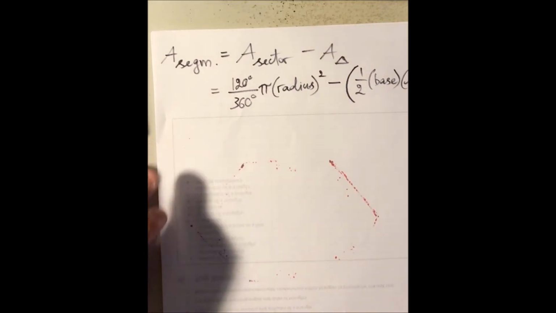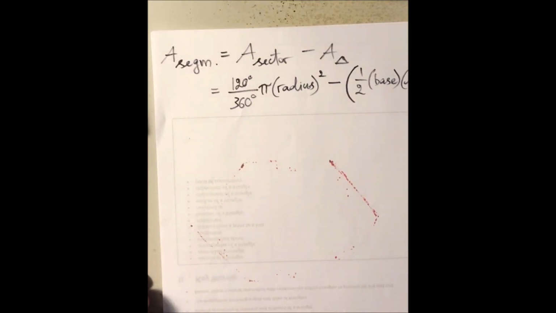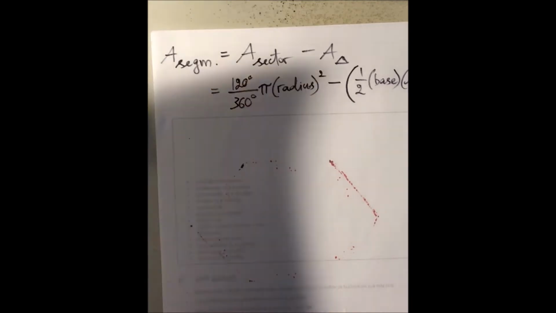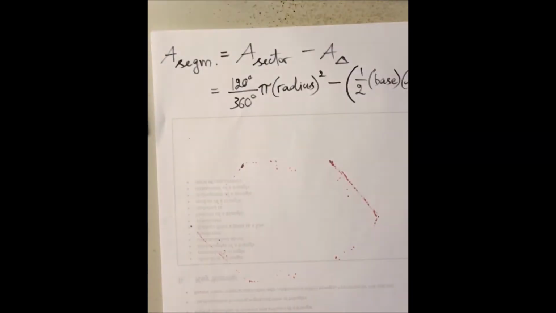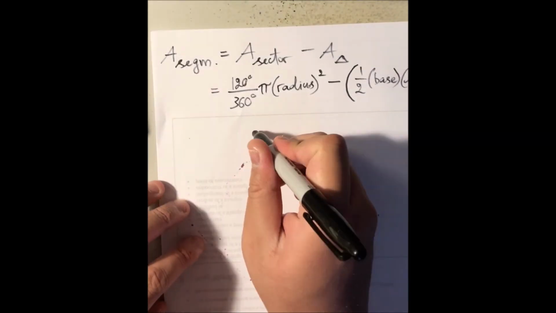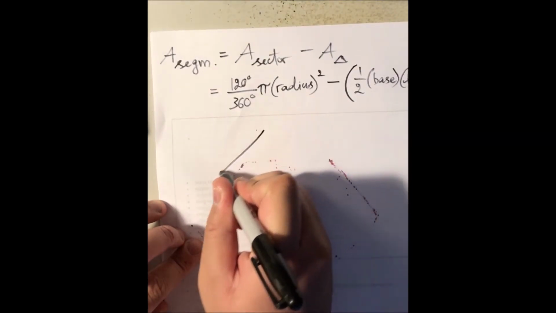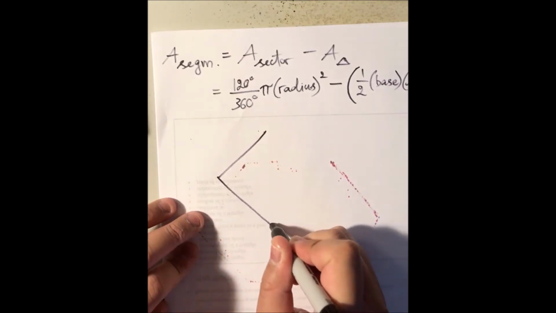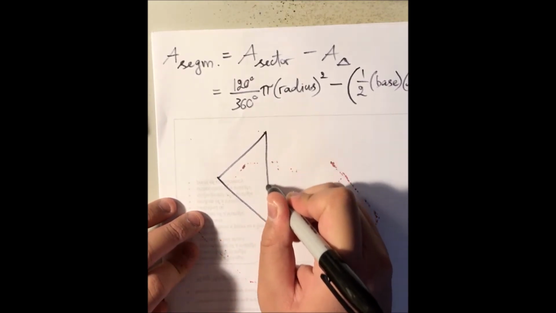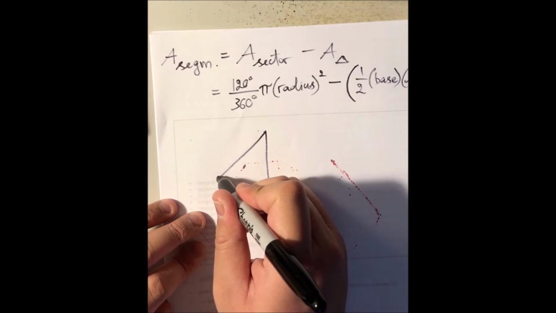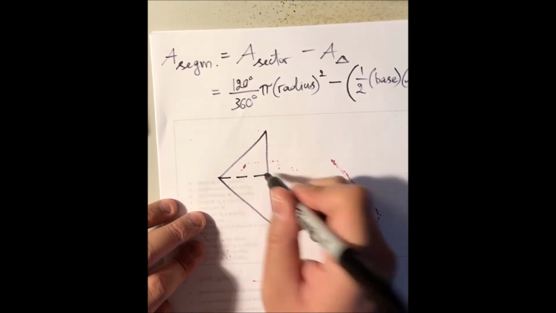Because we don't know the radius and we don't know the height, we know the base, which is 8 times square root of 3 of the triangle, but we don't know the height, so we have to find the height, and we have to find the radius as well. Well, that's when we go back to this figure. Actually, I'm going to draw it out right here. And we're going to make use of this triangle to find the height and the radius.